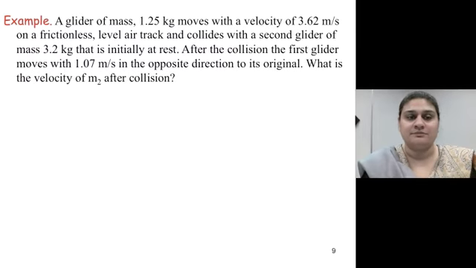Now let's do a problem. A glider of mass 1.25 kilograms moves with a velocity of 3.62 meters per second on a frictionless level track and collides with a second glider of mass 3.2 kilograms that is initially at rest. After the collision, the first glider moves with 1.07 meters per second in the opposite direction to that of its original. What is the velocity of m2 after the collision?